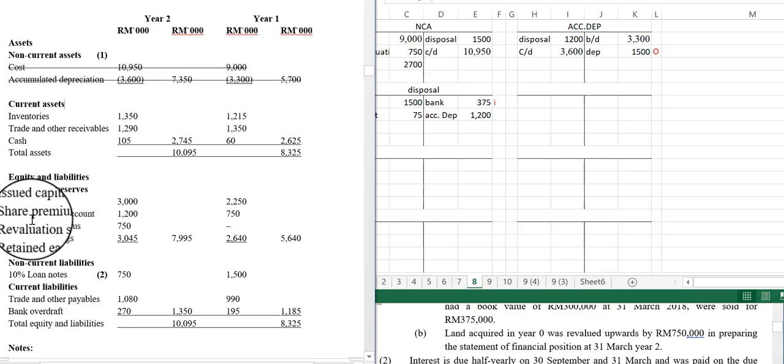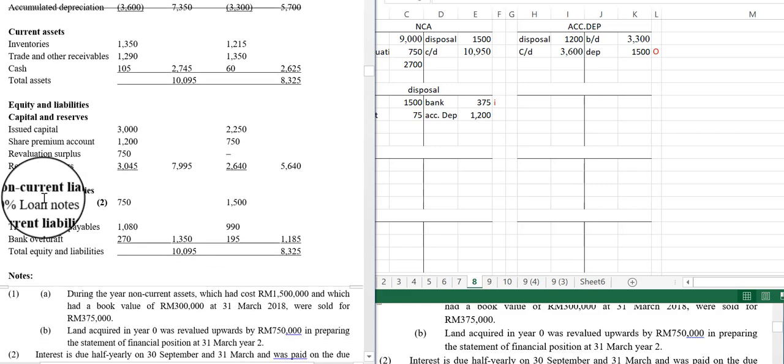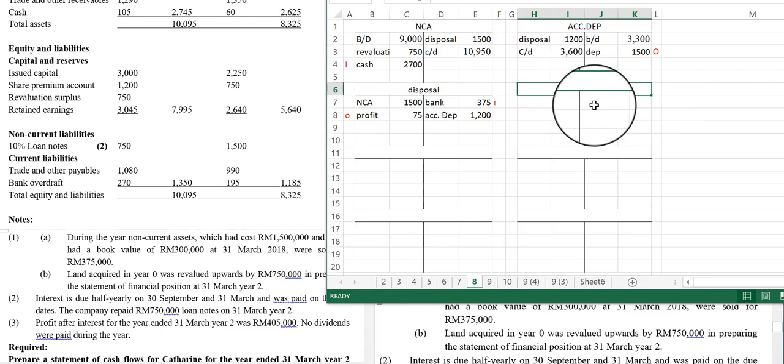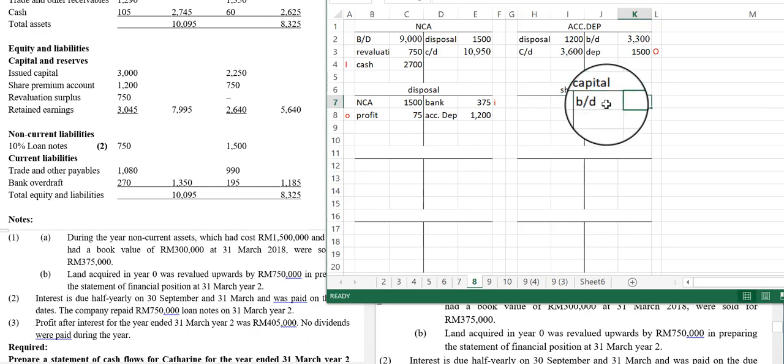Then we shall go to, now current assets we're not going to look at it because later on when you prepare the cash flow you're going to look at it. Now you need to look at your capital accounts. So if you look at share capital, balance is 2,250. Closing is 3,000. This is your CD. So means during the year you actually increased 750. Since it's cash on share capital, so it's a financing figure.